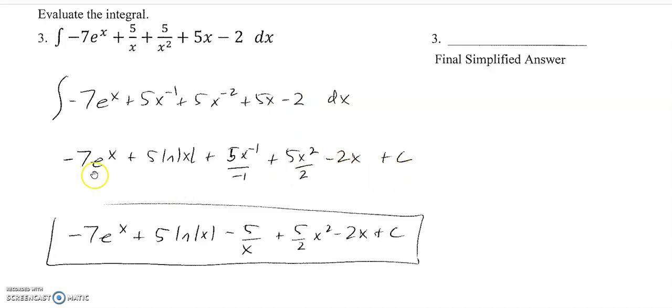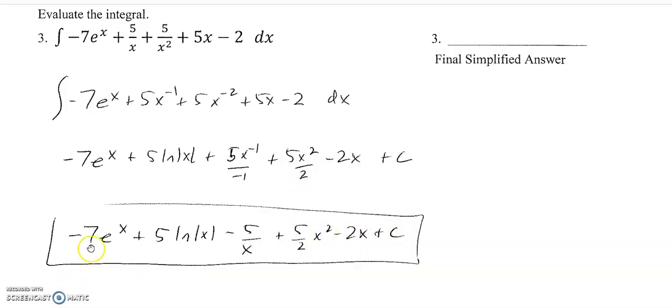And then we simplify. Negative 7 e to the x is fine. Negative 7 e to the x. Plus 5 ln absolute value of x. Then we have 5 divided by negative 1, which gives us negative 5. X to the negative 1 moves to the denominator. So we have minus 5 over x. Plus 5 over 2 x squared minus 2x plus c.